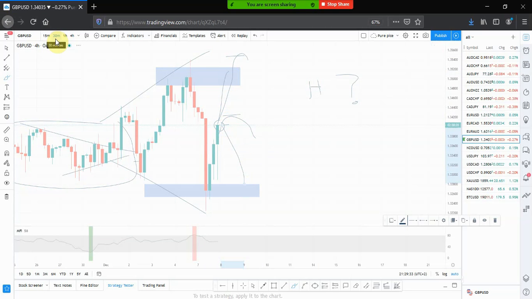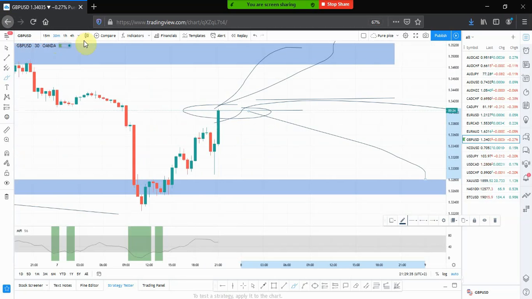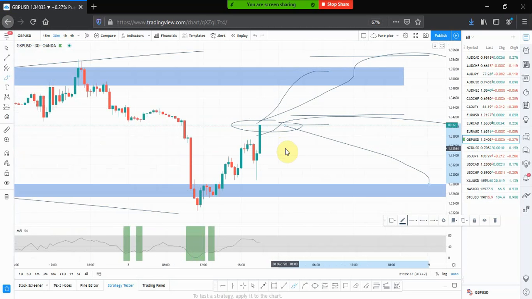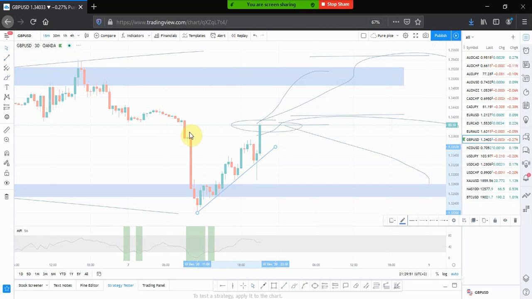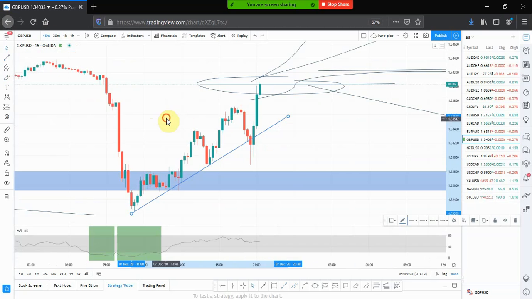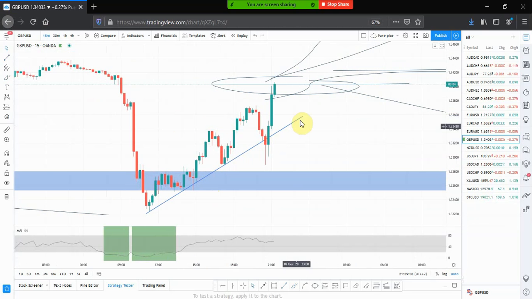Okay, let us just jump to the 30 minute. So you can see that in the 30 minutes now, you can observe that there is a structure in terms of the market moving up. So the market is moving up in just a small trend that you can draw here. Let me just magnify the picture for you. So here it is. You can see that it is moving in the form of an uptrend.